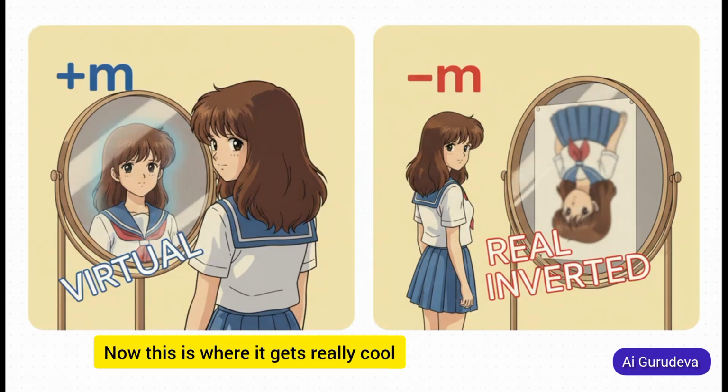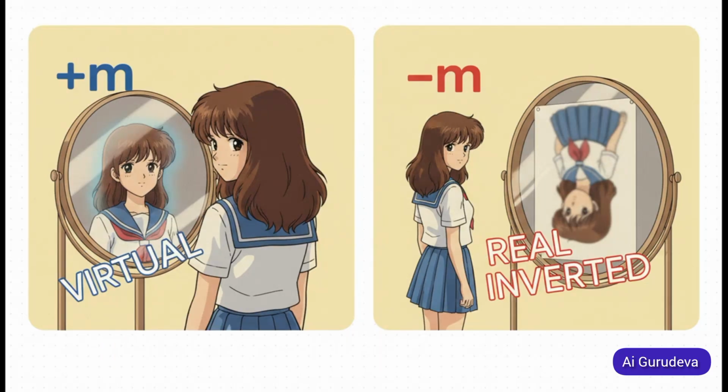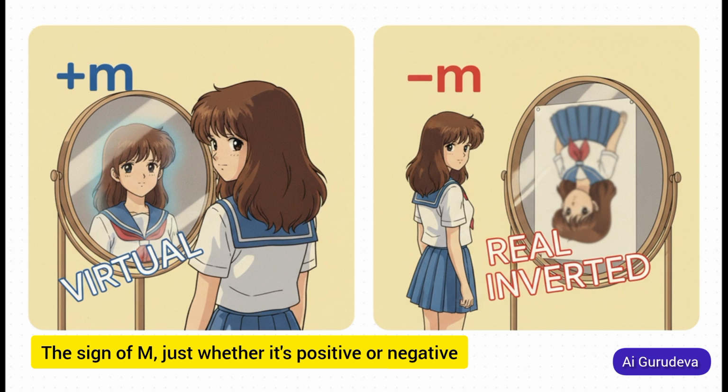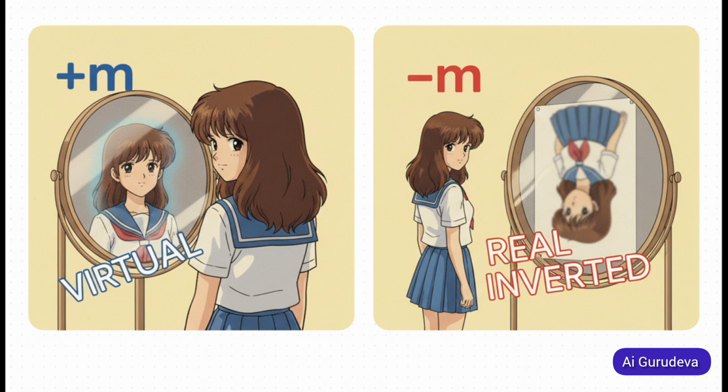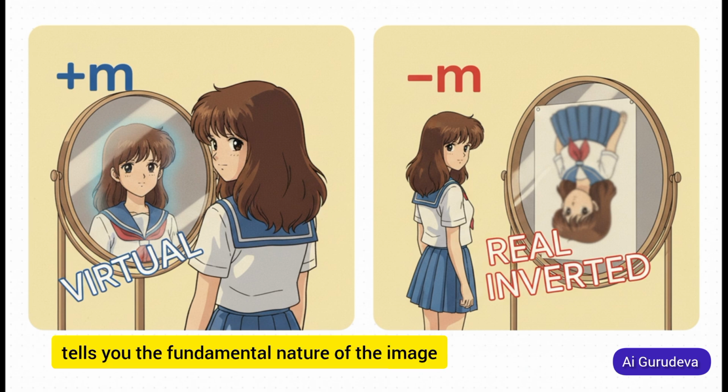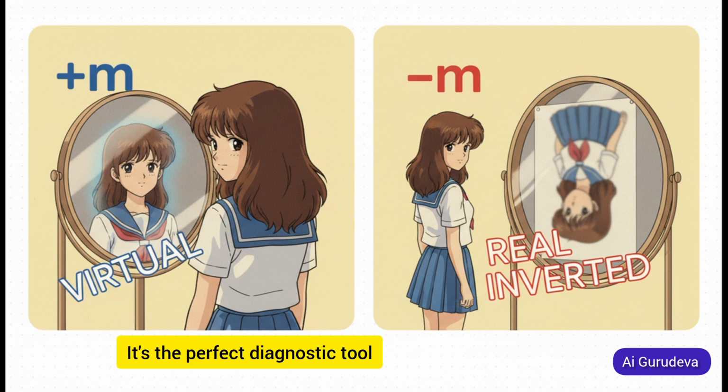Now this is where it gets really cool. The sign of m, just whether it's positive or negative, tells you the fundamental nature of the image. A positive m always means you've got a virtual and erect image. A negative m always means it's real and inverted. It's the perfect diagnostic tool.